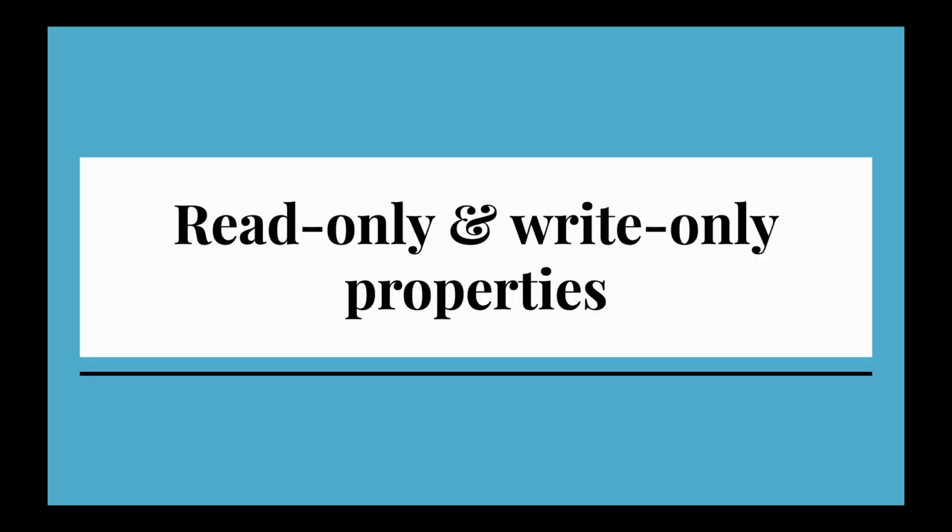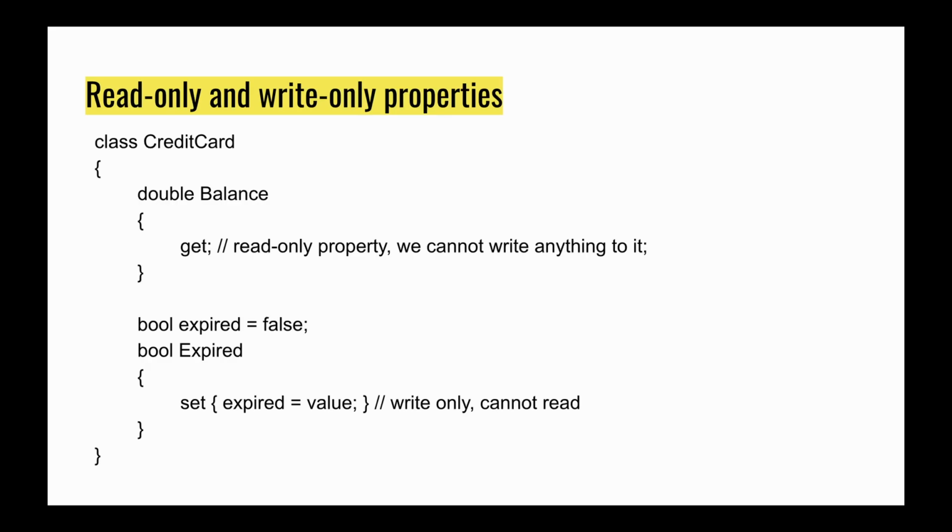Read-only and write-only properties. The set and get blocks do not necessarily have to be present in the property at the same time. If a property only defines a get block, then the property is read-only. We can get its value, but not set it. And conversely, if a property has only a set block, then this property is only available for writing. You can set the value, but you cannot get it.